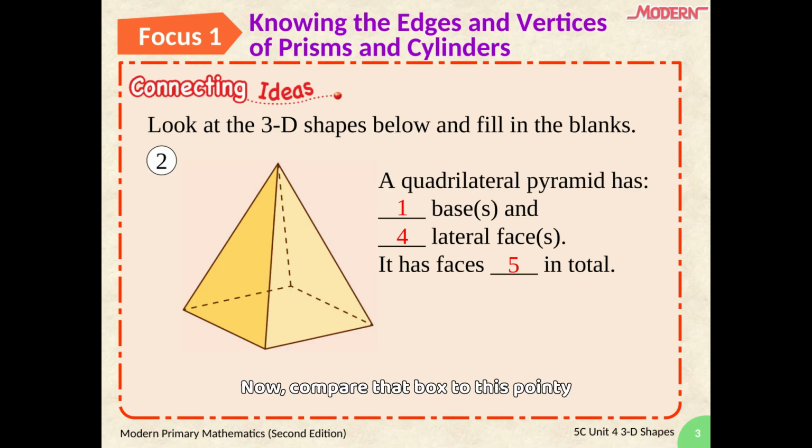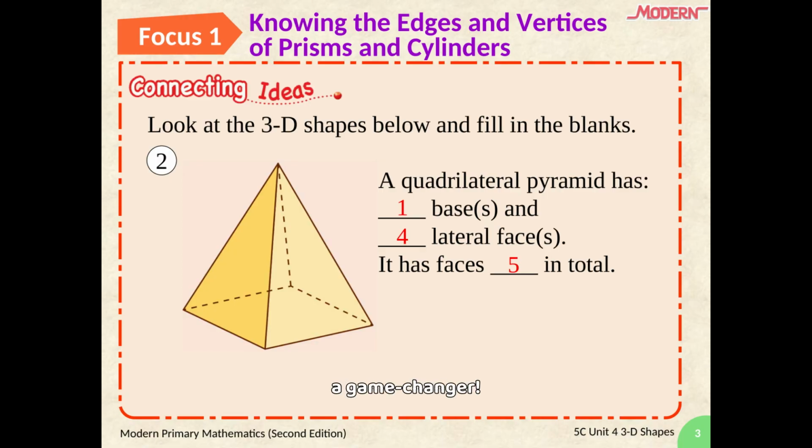Now, compare that box to this pointy fellow, the quadrilateral pyramid. Here's a thinking challenge. Does it have a sandwich top and bottom? Nope. It has one base sitting on the floor, and everything else meets at a single point at the top. It's like a math tent. It has one base and 4 triangles reaching up as lateral faces. That makes 5 faces in total. See the difference? Prisms have 2 ends, pyramids have 1 end and a point. Keep that in your brain pocket.